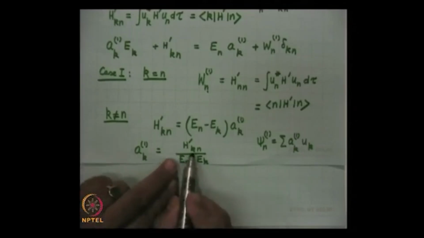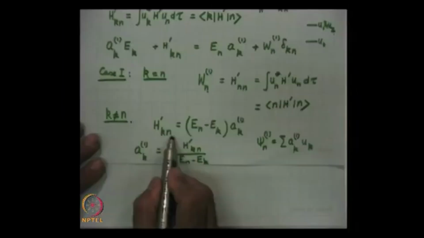But here, and this I will discuss in greater detail in my next lecture, one sees that if k is not equal to n, but E n is equal to E k, that is, if we have, let us suppose, a two-fold degenerate state, let us suppose this is the ground state, this is a two-fold degenerate state. So, this is U0, this is U1 and U2. U1 and U2 belong to the same energy state. So, that is a degenerate state.